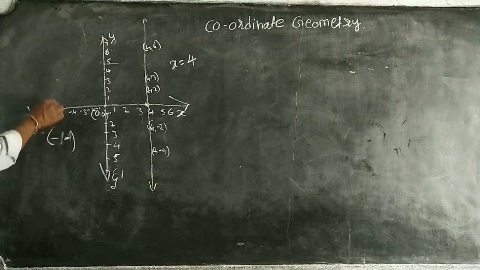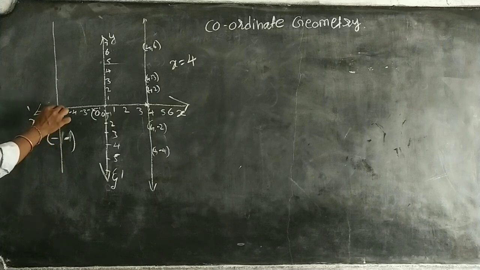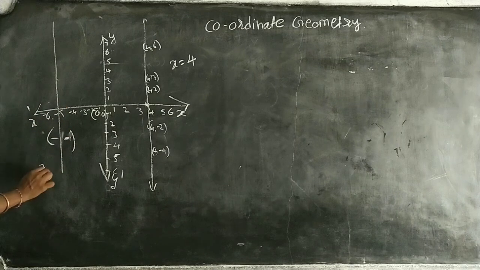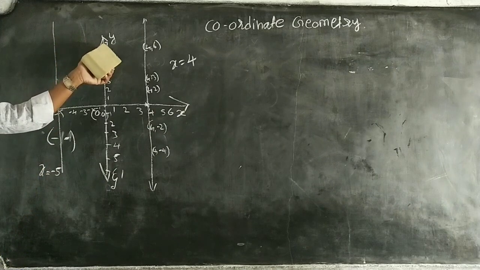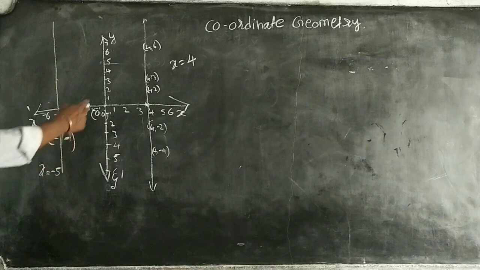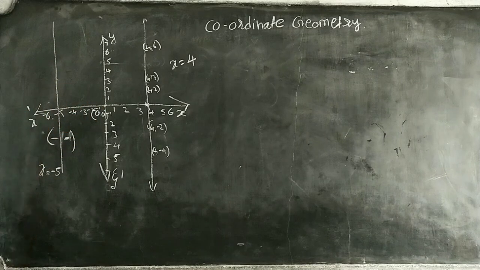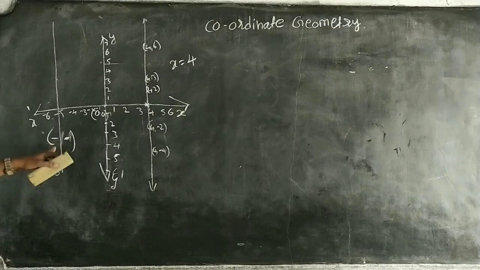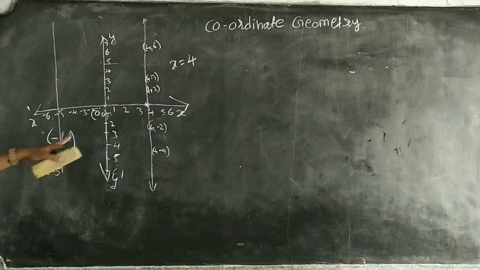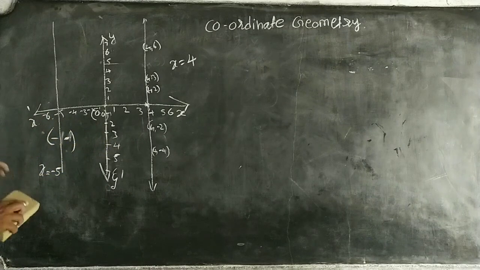Similarly, if I take one here also, this is x is equal to minus 5. That means this line is parallel to the y axis, at a distance of minus 5 units from the y axis. Okay, right.